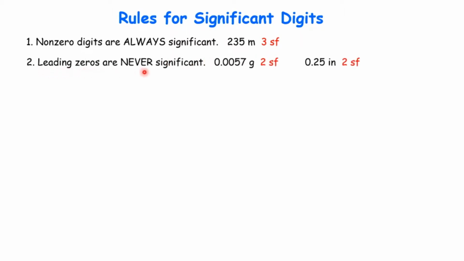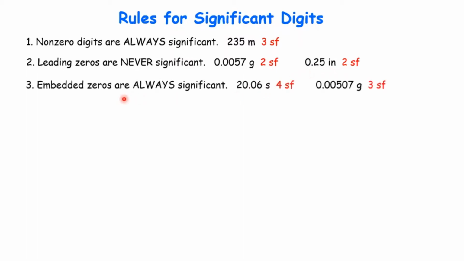Leading zeros are never significant. Let's say in this one, 0.0057 grams. All of the 3 zeros, they are leading zeros. We don't count them. So therefore, only 2 sig figs. And here, 0.25, the leading zero is not counted. We just have 2 sig figs again.